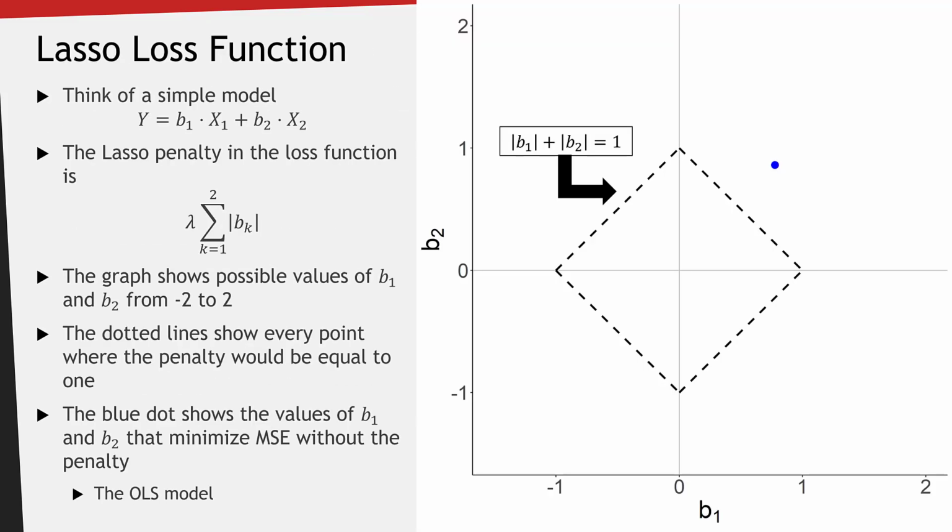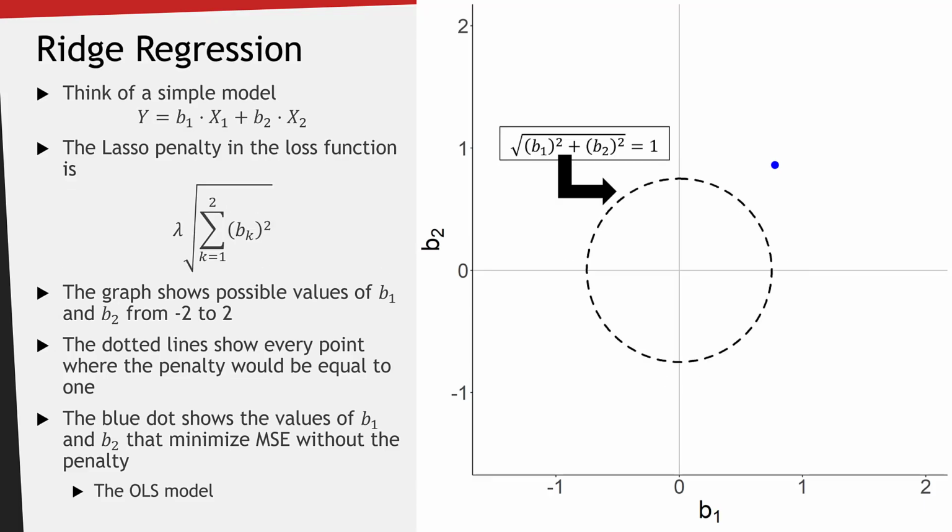So what does this look like? If you remember, this is the shape of the penalty function in Lasso. The dotted lines represent all of the possible values of B1 and B2 in this grid, where the value of the penalty function would be exactly equal to 1. And you can see there are corners in this function at the values where B1 or B2 are equal to 0. In contrast, this is the penalty function from ridge regression. The dotted line again shows the set of all points where B1 squared plus B2 squared, and then taking the square root, is equal to 1, and that forms a circle.